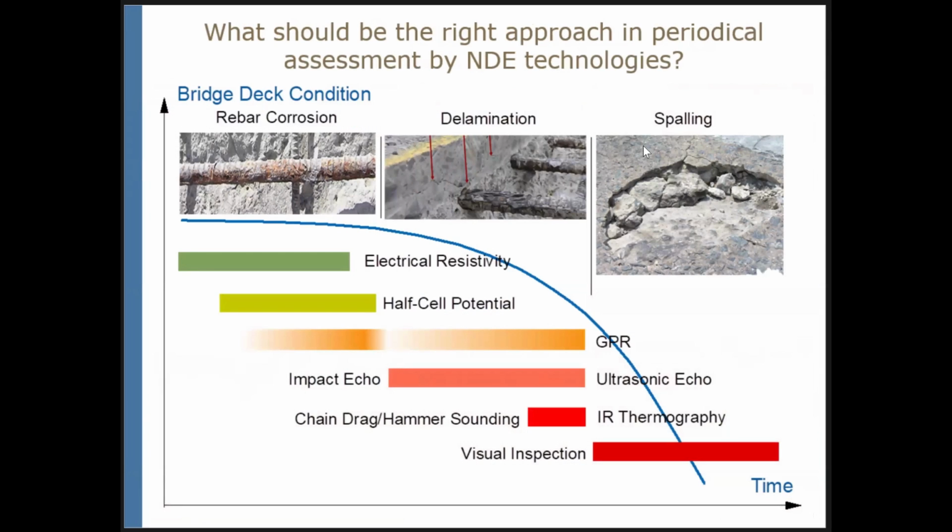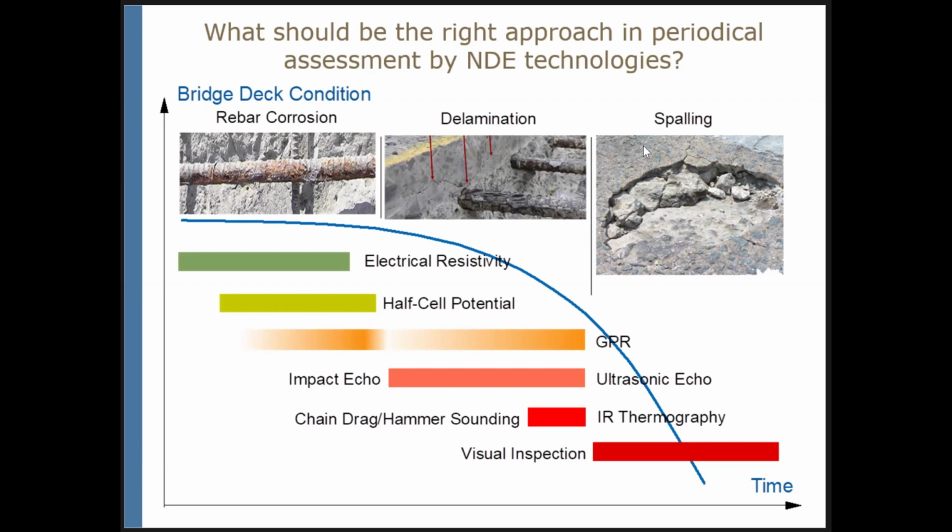If we would like to be in a position to evaluate all of those potential sources of deterioration, we cannot do it with a single technology. We have to rely on a number of technologies, and we can also relate those technologies to typical deterioration progression. What you see on this slide is a typical bridge deck condition deterioration curve. Deterioration typically starts with corrosion, not always, progresses into delamination, and finally leads to spalling.